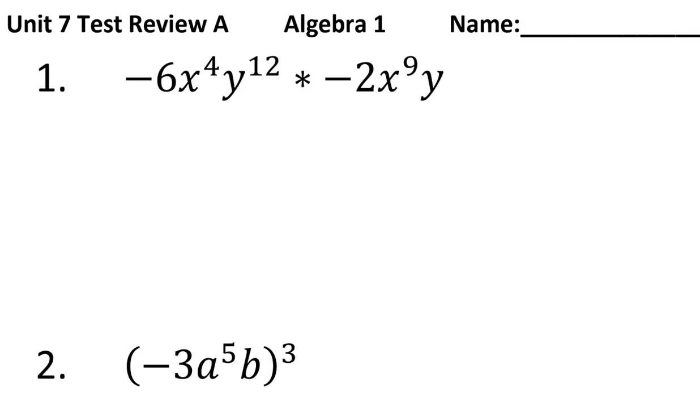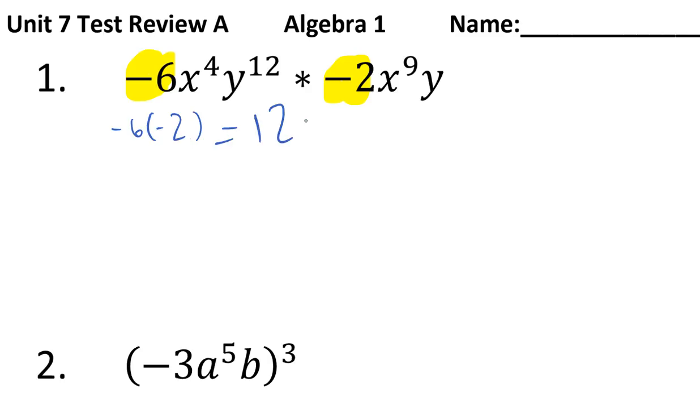All right, let's take a look at example 1. It wants us to simplify. So I see that we have a base of -6 and a base of -2. So we're going to multiply those. -6 times -2, we are going to get positive 12.